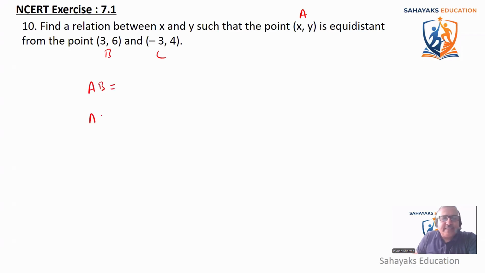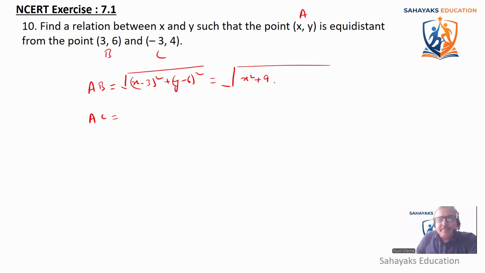And we'll find AC, and then we'll equate AB to AC. Okay. So it becomes square root of (x minus 3) whole square plus (y minus 6) whole square. I'll just open it up. It becomes x square plus 9 minus 6x. Every time I'm making this mistake. x square plus 9 minus 6x plus y square plus 36 minus 12y.